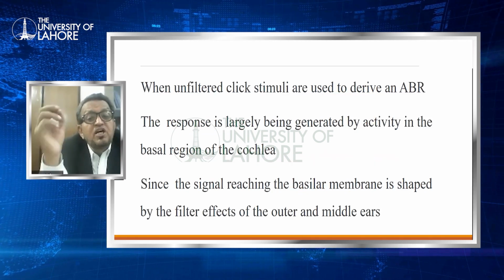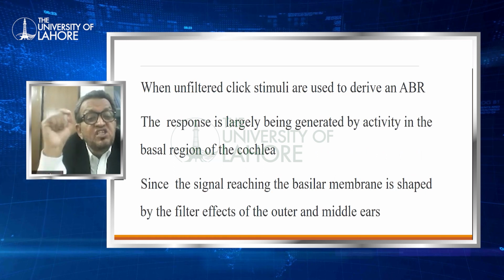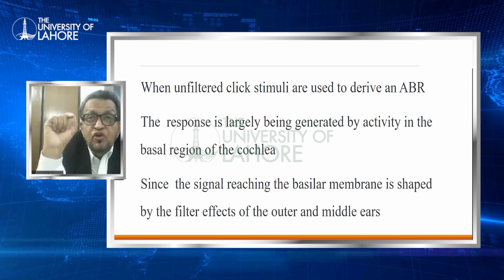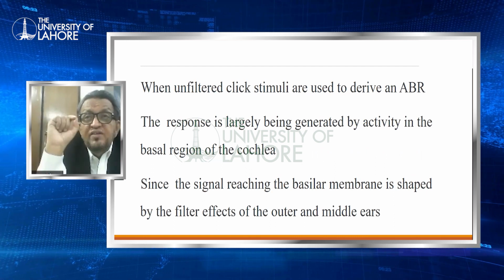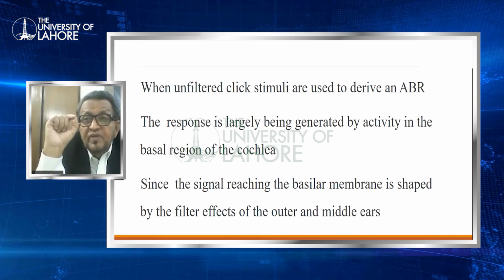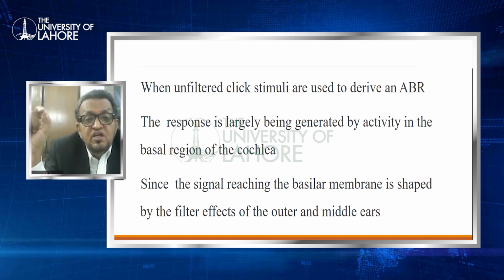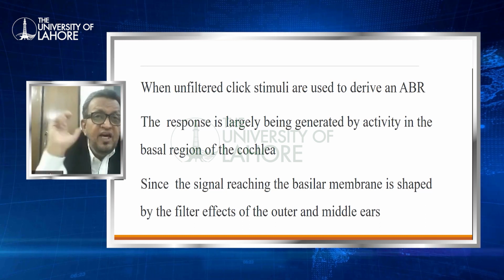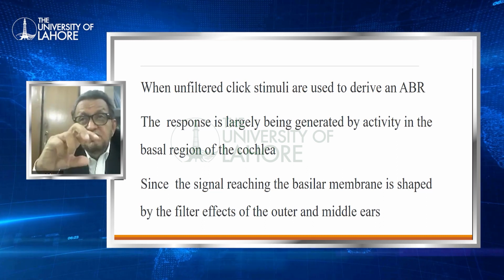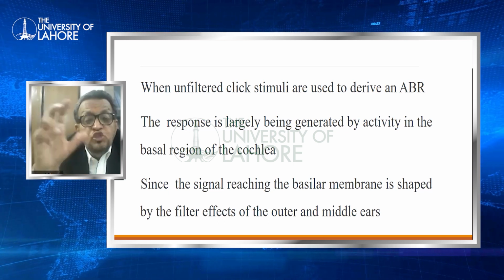When unfiltered click stimuli are used to derive an ABR, the response is largely being generated by activity in the basal region of the cochlea. The click stimulus is usually used for doing ABR, and when that is used, the frequency emphasis is between 2000 hertz and 4000 hertz. So that will be the basal region of the cochlea that it will measure, because higher frequencies are prevalent at the basal region. So that's what it will measure.